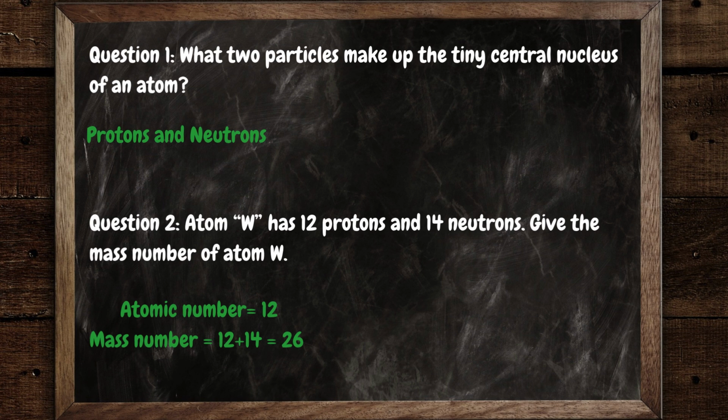And the second question, atom W has 12 protons and 14 neutrons. Give the mass number of atom W. So in this case, the atomic number or proton number is 12. And to work out the mass number, all you have to do is add up the number of protons and neutrons. So 12 plus 14 is 26.